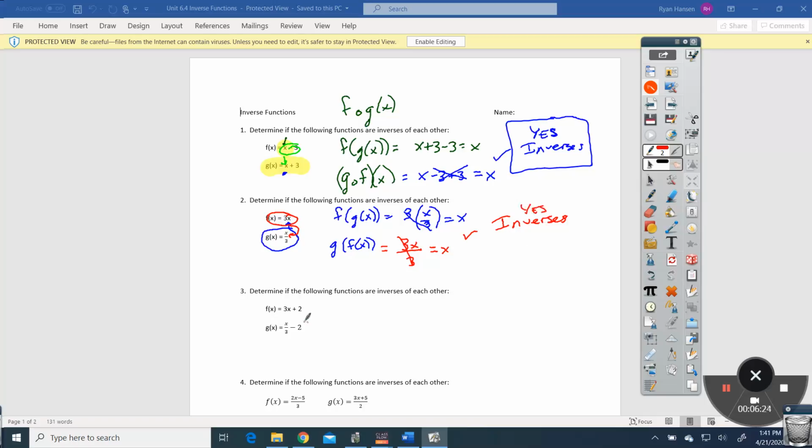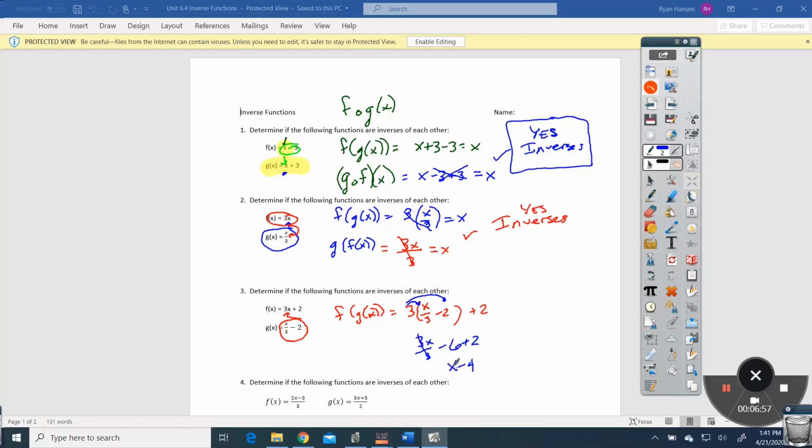Okay, so now let's do the next one. f of g of x. So I'm going to take the g equation and plug it into x on that f equation. So that's 3 times (x over 3 minus 2) plus 2. Now, realize that this 3 on the outside of the parentheses really means I have to distribute it to both of those. So what I really have is 3x over 3 minus 6 plus 2. Well, those go away and I get x minus 4.